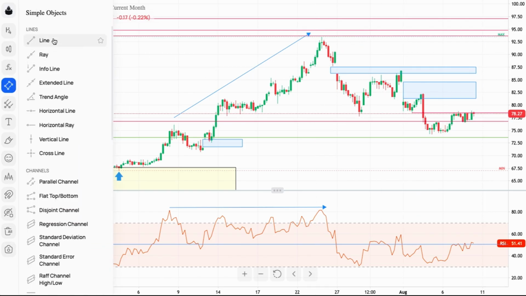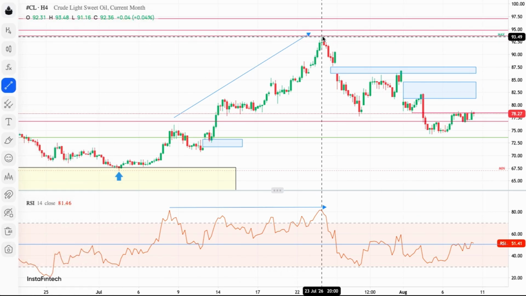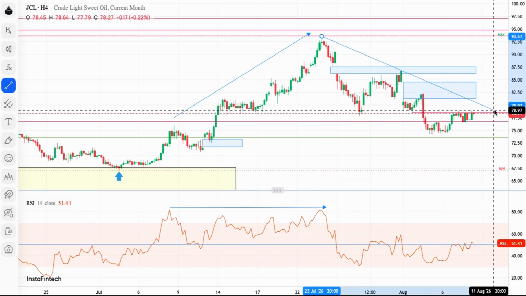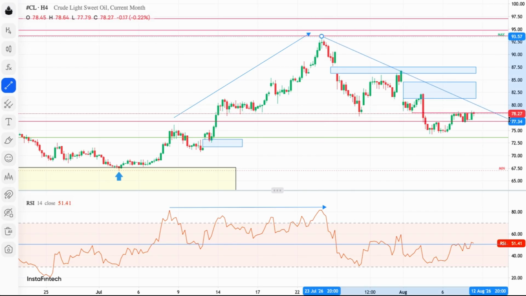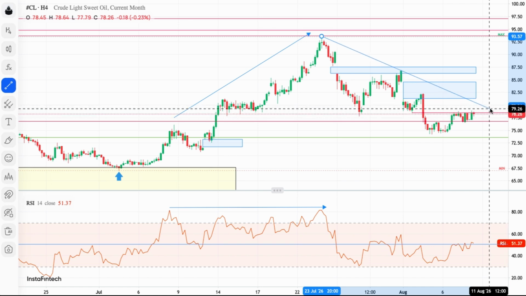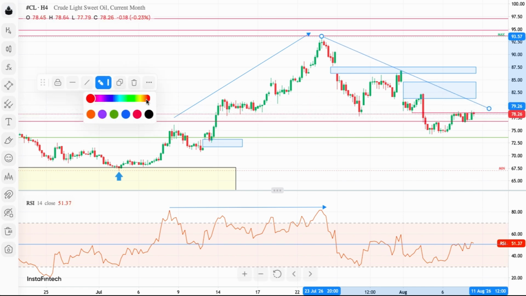Can we apply a trend line here? Let me take a look. What do we have here? Oh, something like this. Trend line, anyone? There you go. Okay, let's make it orange and thicker.